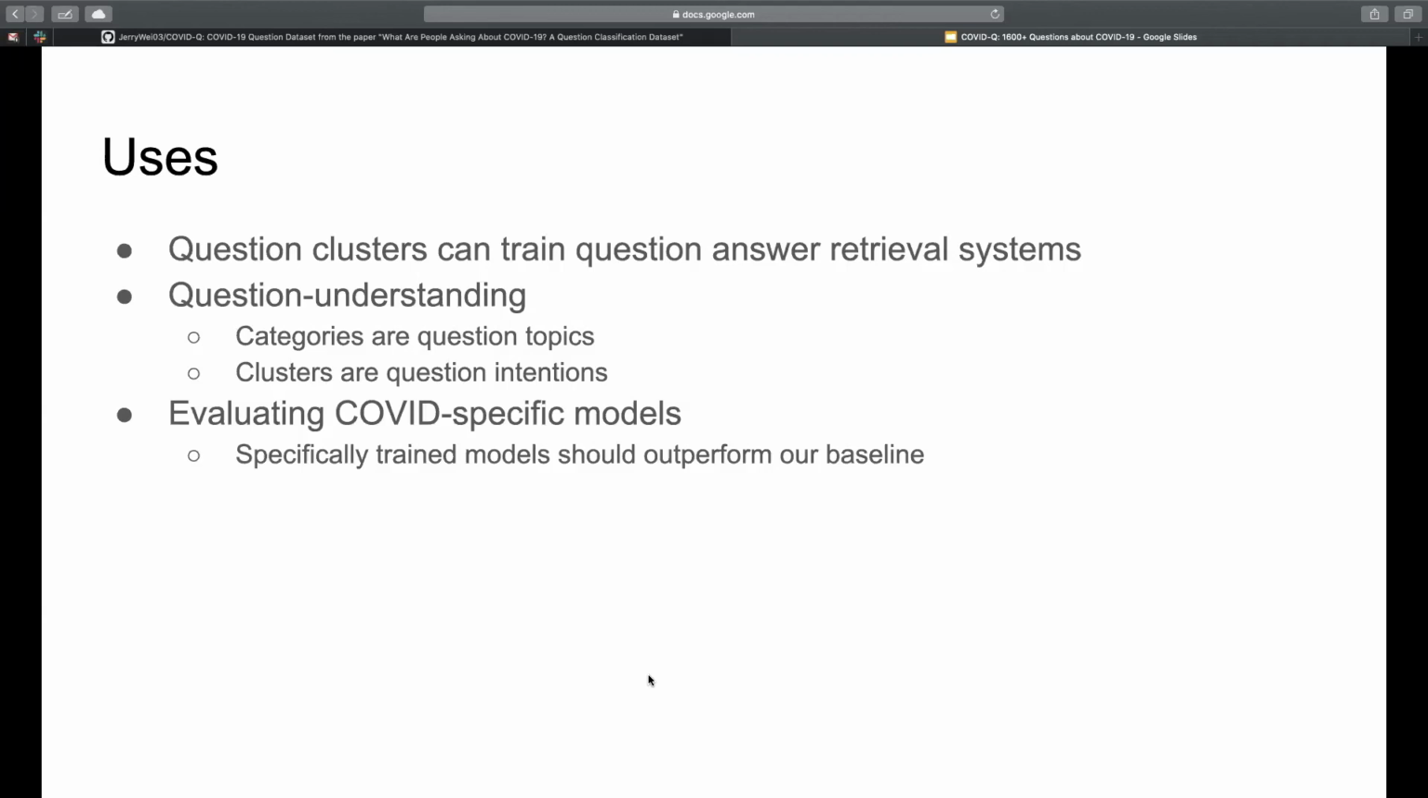Our dataset can also be used to evaluate COVID-specific models. Because we use BERT base uncased from Hugging Face and we didn't fine-tune our model, the word COVID isn't even in our vocabulary, as an example. So our model was not specifically trained for a COVID dataset. And so we suspect that specifically trained models will greatly outperform our baselines.